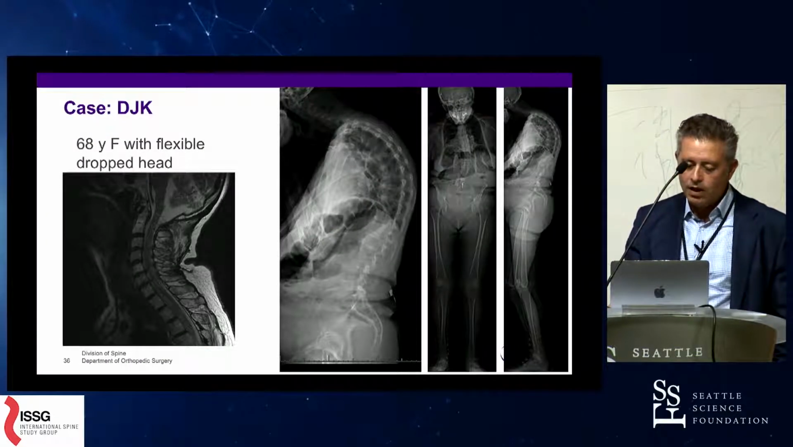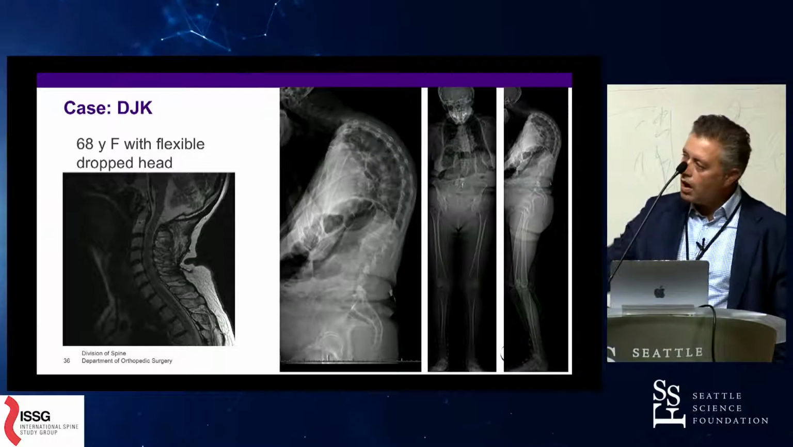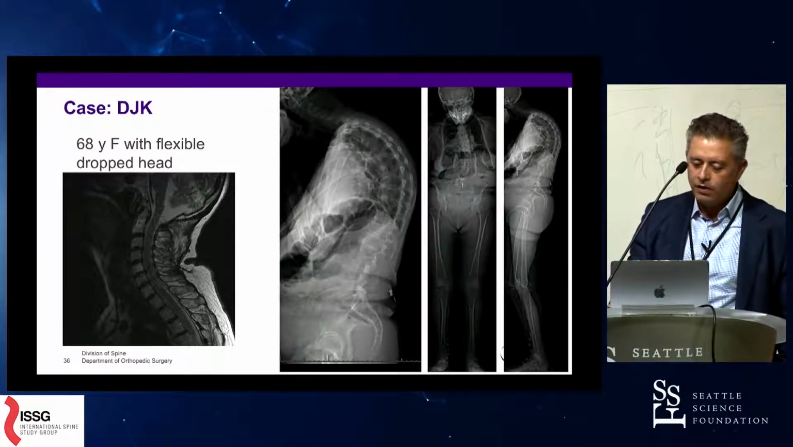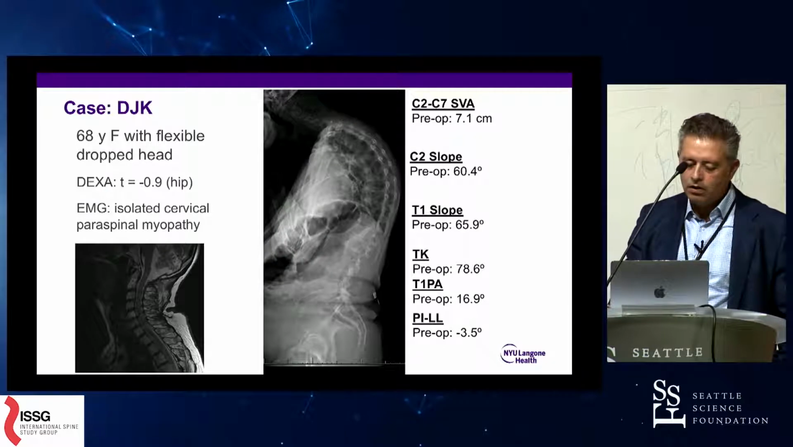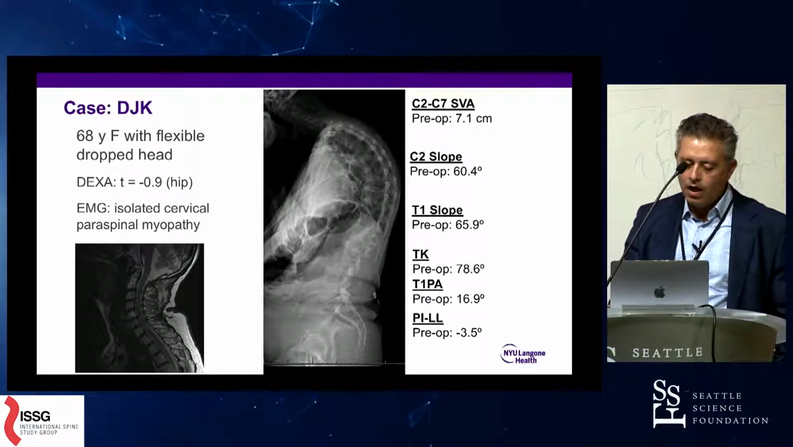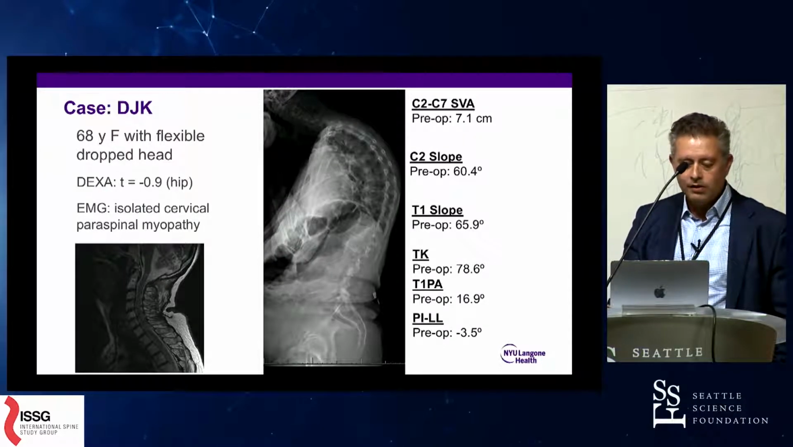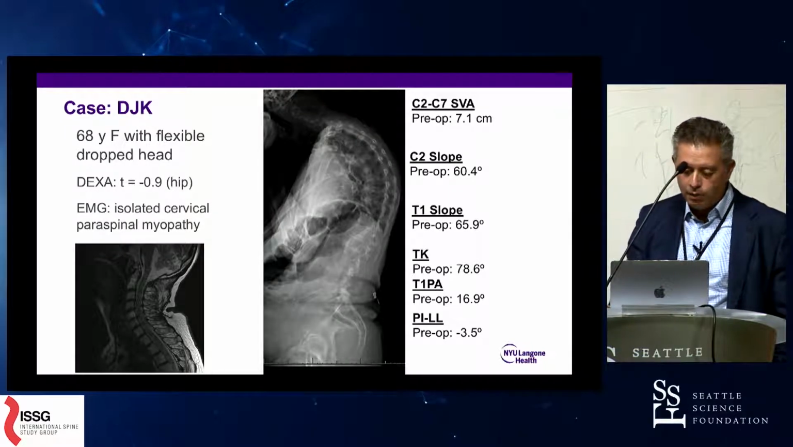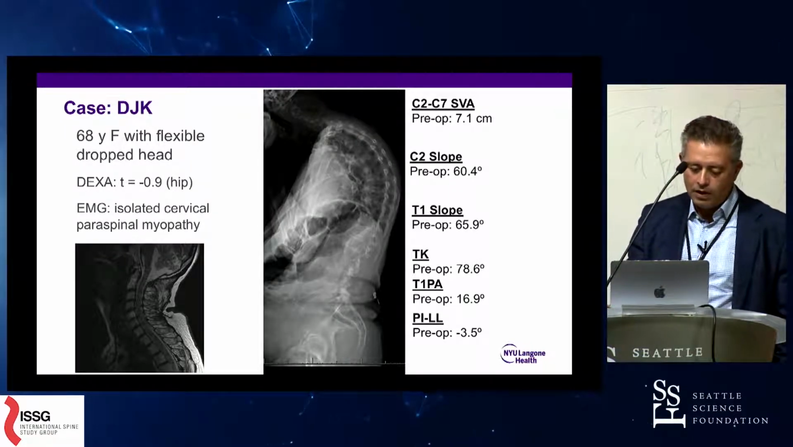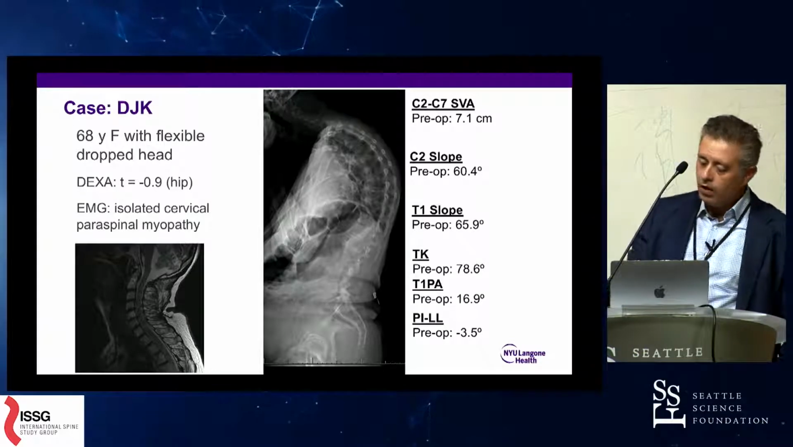Here's another one, 68-year-old, flexible dropped head, but a lot of thoracic kyphosis, which was a risk factor in that one study that looked at radiographic failures. If you had a lot of thoracic kyphosis or another site of deformity in your spine and you weren't going to be able to address it in this big surgery, that there was going to be a risk factor for failure. And look at her DEXA, 0.9.